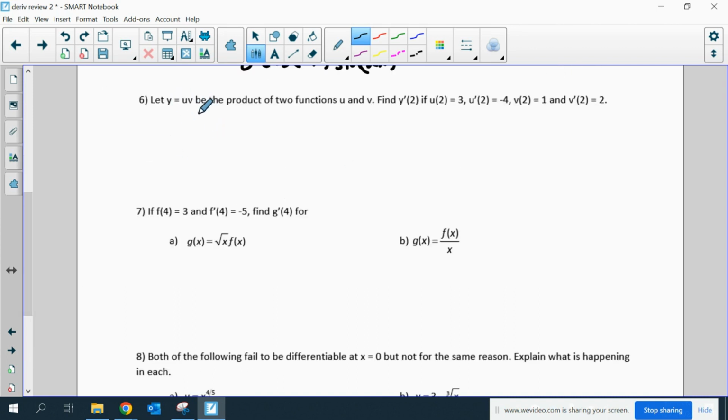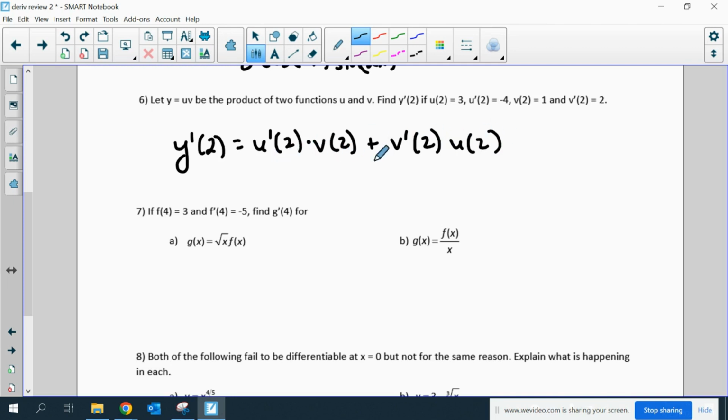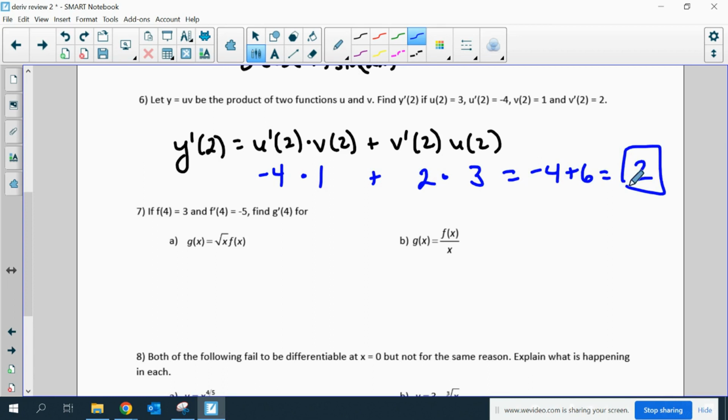Number 6, let y equals uv be the product of two functions u and v. So we want y prime of 2. So that's going to be u prime of 2 times v of 2 plus v prime of 2 times u of 2. So it's derivative of the first times second plus derivative of the second times first. So I'm just going to make some substitutions where everything goes. So this is 3, this is negative 4, this is 1, this is 2. So it's negative 4 plus 6, which is 2.